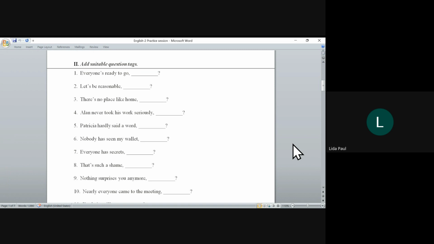Eight-one. That's such a shame. That's such a shame. This works similar to "there". So if you have pronouns like there, that, one, all of these are going to work in a very similar way. That is such a shame.